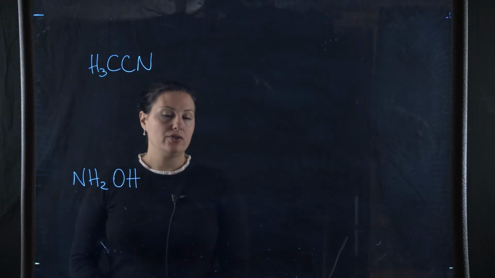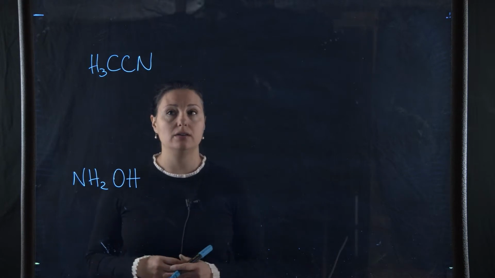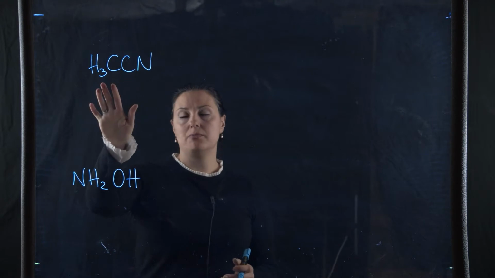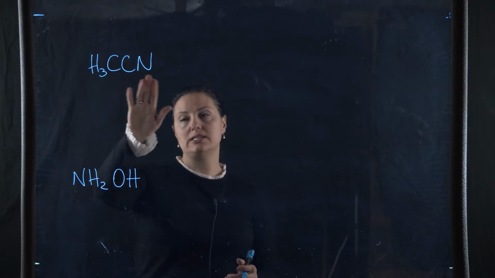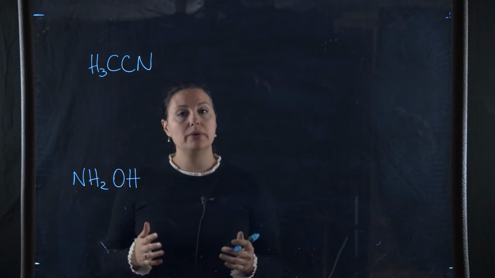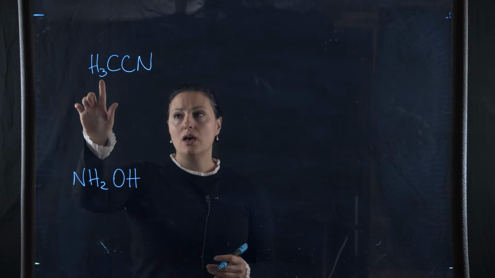Let's take a look at how to do Lewis dot structures for a little more complicated molecules. When we have this type of molecule here, CH3CCN, the first thing we need to do is determine the total number of valence electrons that is available to us.